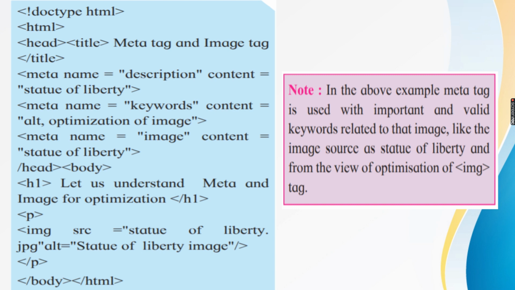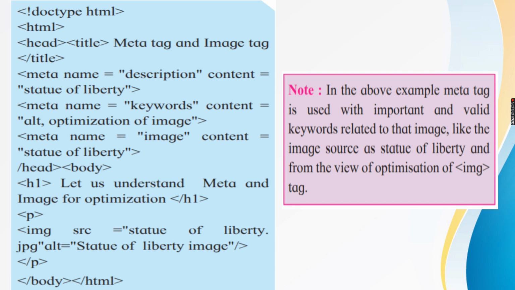Then meta name is equal to image and content is equal to which image? Statue of Liberty. Means an img tag is going to be used, but that is also mentioned in the meta tag. That means whenever anybody searches about the Statue of Liberty, the crawler program can get the Statue of Liberty from the meta information because it's available in the title tag. And title, as you know, is displayed on the title bar of the web page. So it will be scanned, searched, and provided to the user.